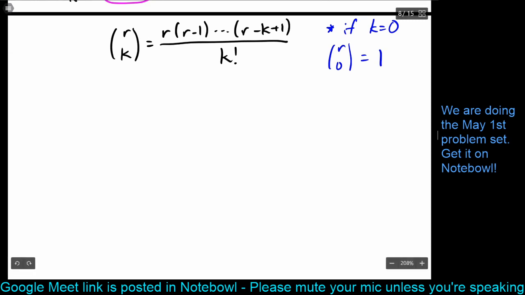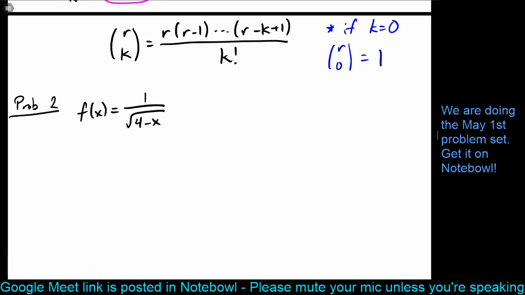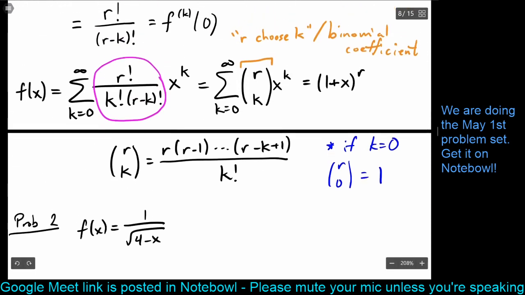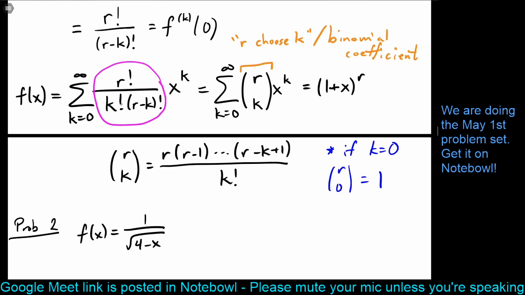Okay. So, let's use this to do problem 2. Problem 2 is saying f of x is 1 over the square root of 4 minus x. We could, of course, find the Maclaurin series for this by doing all the derivatives and plugging that stuff in. But instead, let's use this binomial series here.